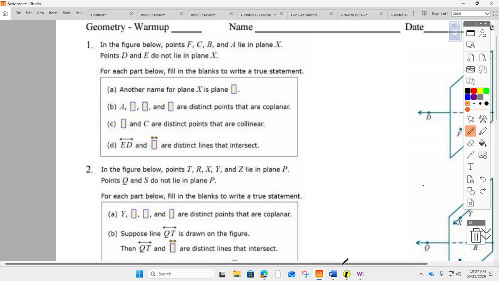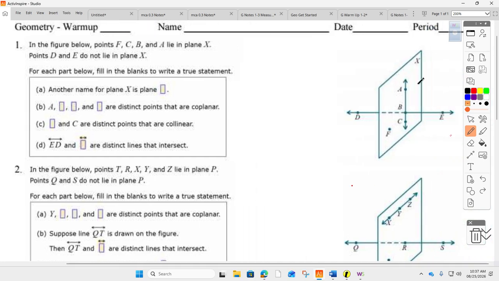All right, so the diagram is not actually below. It's to the right. It says points F, C, B, and A, line and plane X. So that's one name of this plane. The first question is to give me another name for that plane. So what's another name for that plane, Miriam? ABF would be exactly correct. No commas in between. A, B, and F.